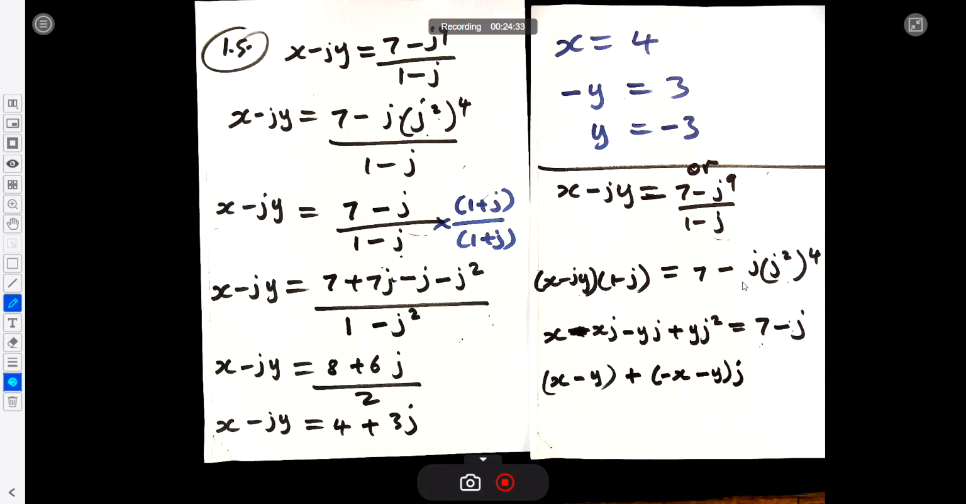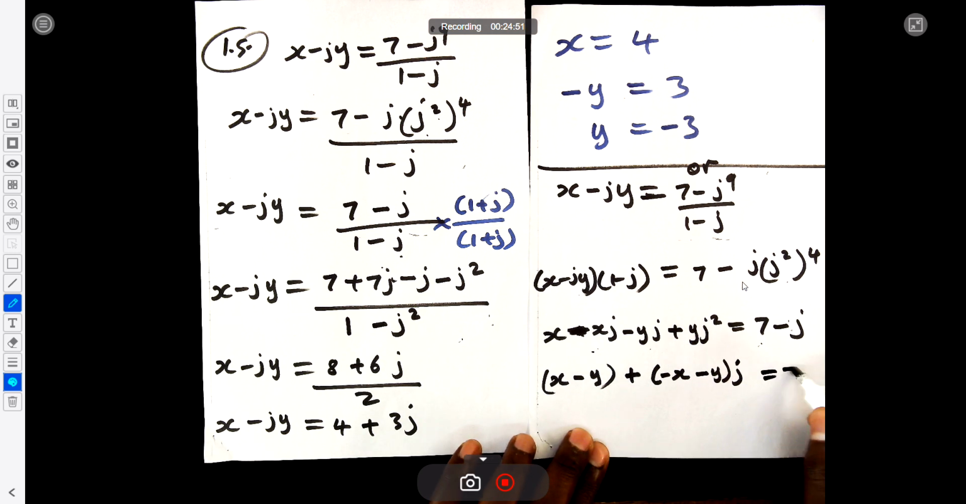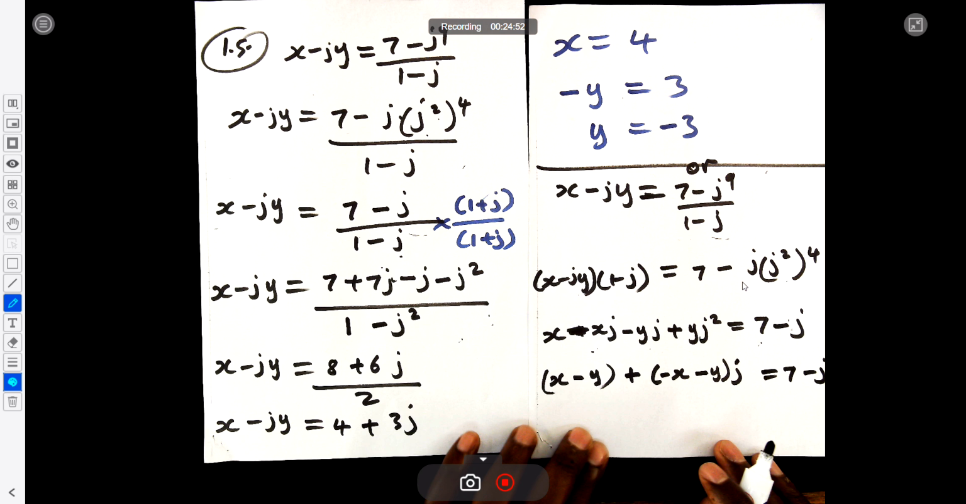I'm writing it in a rectangular form. I must have a plus b times j. So these two, we group them together, the common factor, took out j. Just left the negative. If you wanted the negative, you could factor out the negative. Then it's equals to 7 minus j.